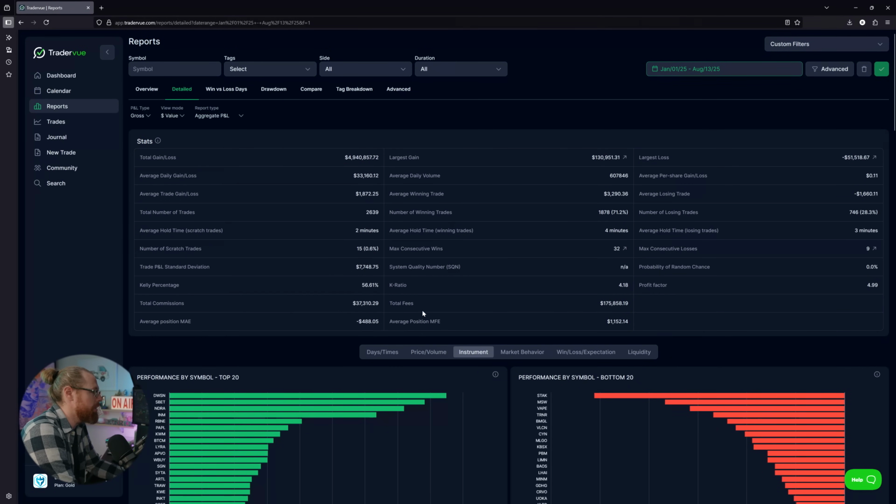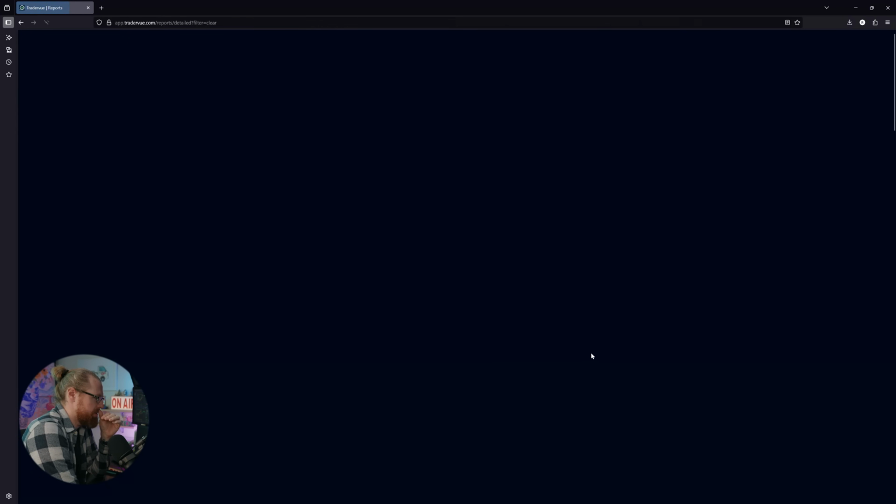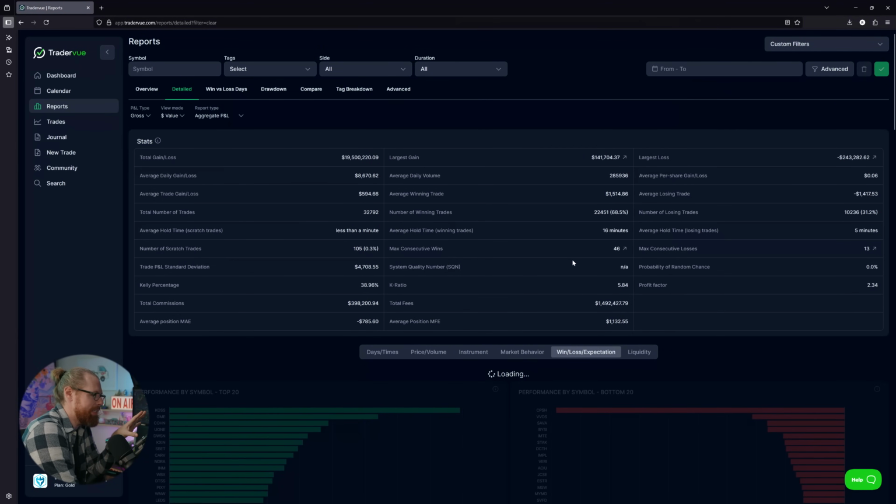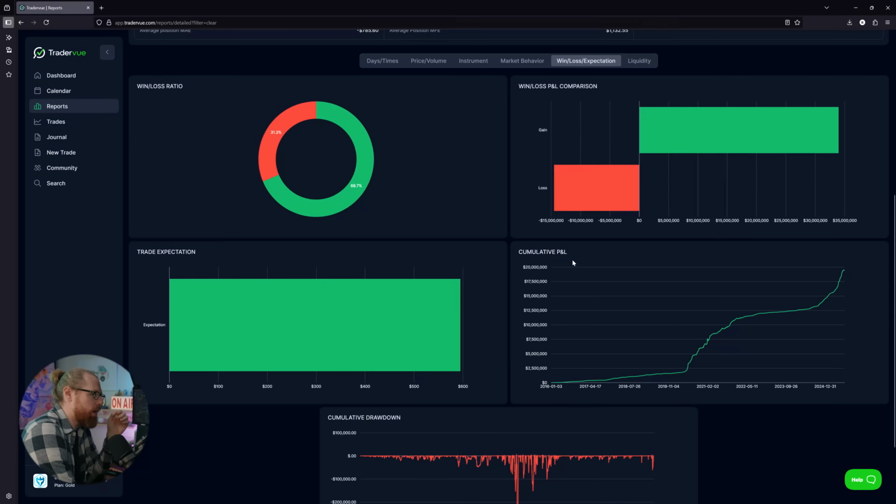So we're going to go down here. I'm going to cancel this out. We're going to go to win-loss expectation, and I'm going to show this to you over the past 10 years. So this will be 10 years of trading data, and what you're going to see are these extended periods. Slower, and then a crazy hot market. Slower, and then a crazy hot market. And guys, we're in one of these crazy hot markets right now.